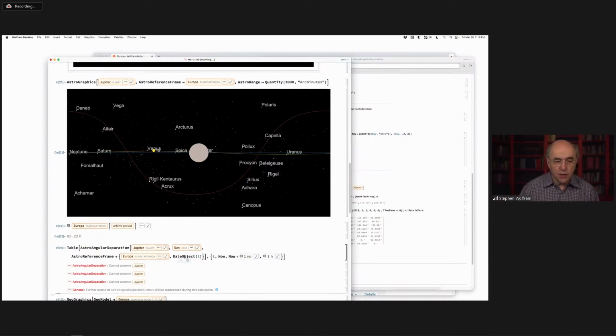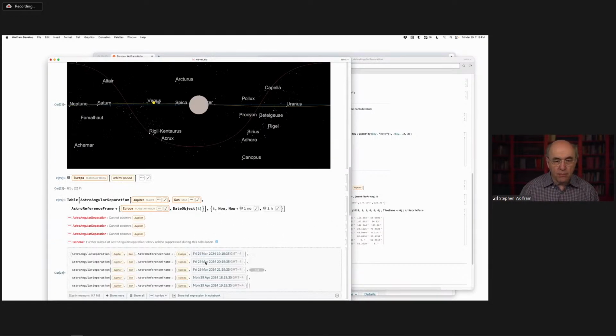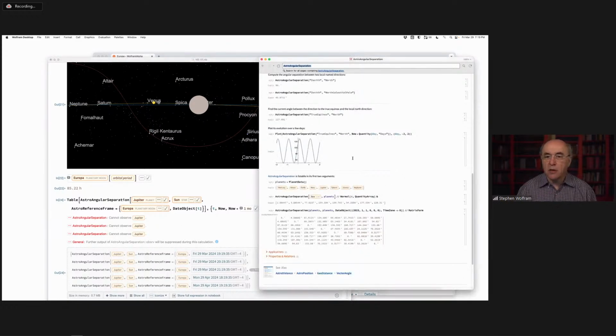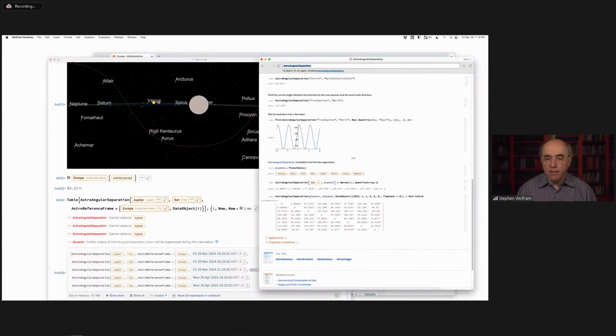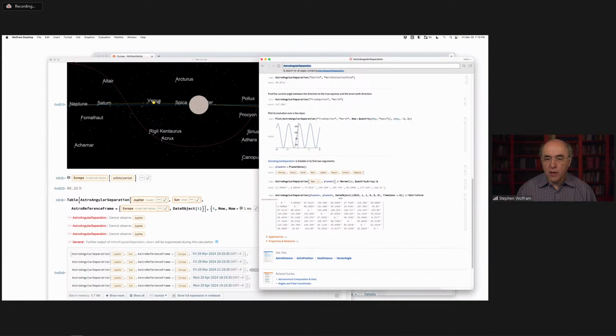Cannot observe Jupiter. Humpty hump. What went wrong? Yeah. Well, what I was hoping was to plot. Let's just see here. Okay, that's planets from particular date object.